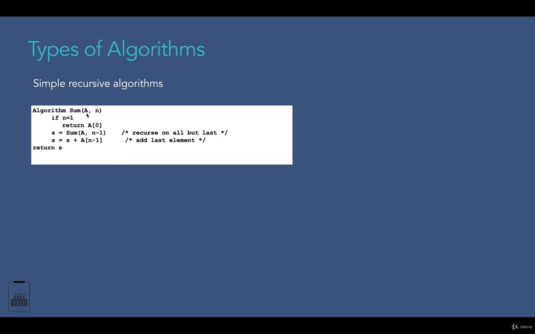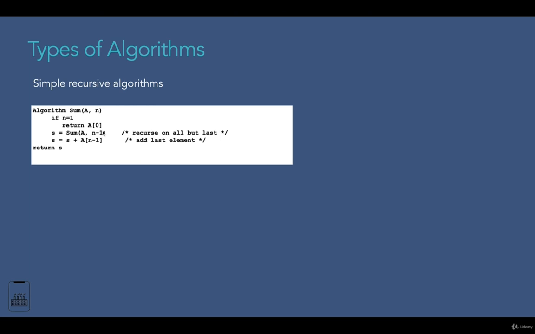Here the input is an array A with n numbers, and the output is the sum of the numbers in the array. The algorithm first checks the number of elements in the array. If we have only one number, it returns that number. Otherwise, it recurses on all elements except the last one and then adds the last one at the end. So you can see that it calls itself recursively every time we reach this step. This sample shows how a recursive algorithm works. It calls itself with different parameters until we reach the last one.